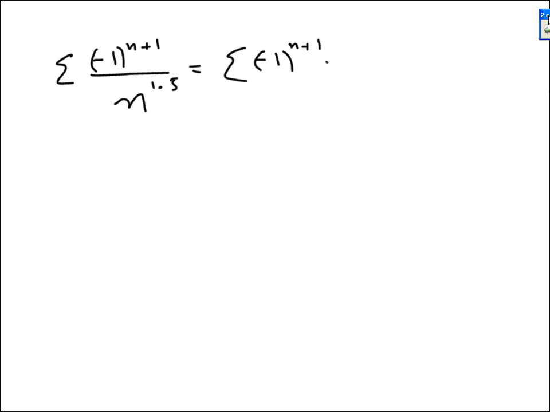I'm going to give you a series, and the problem asks to find if it's conditionally convergent or absolutely convergent. So we have the summation of negative 1 to the n plus 1 divided by n to the 1.5. That is, the summation of negative 1 to the n plus 1 times 1 over n to the 1.5. So what we need to do is consider the absolute value. Does this converge?